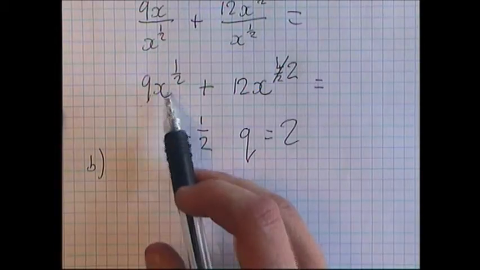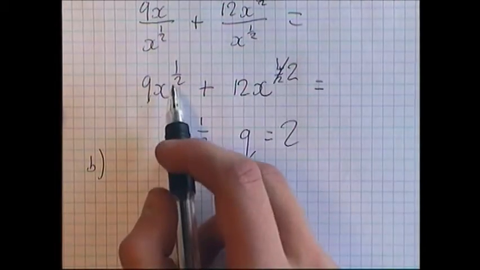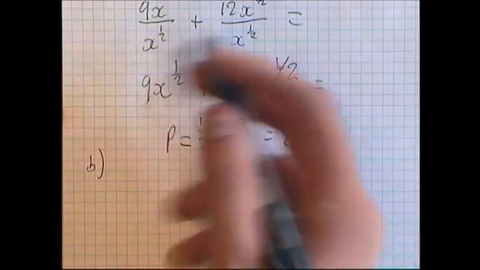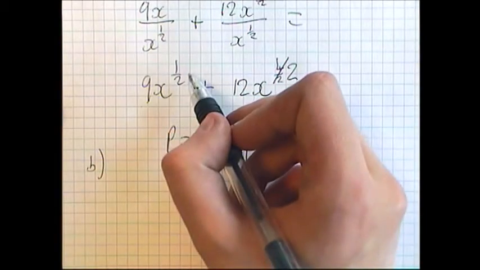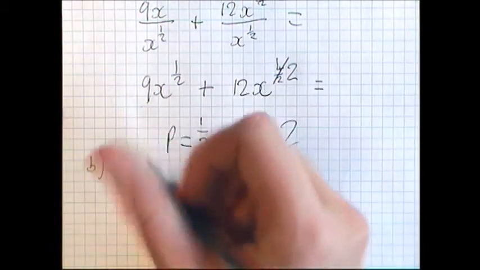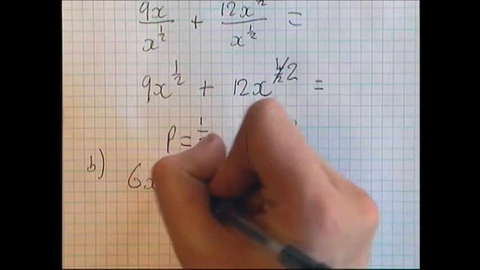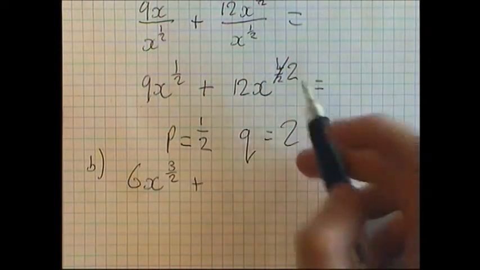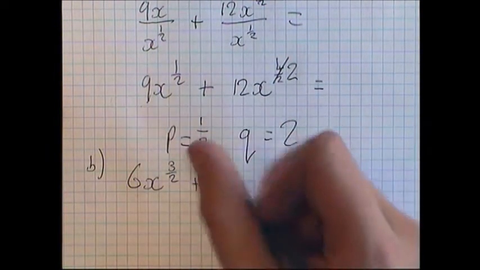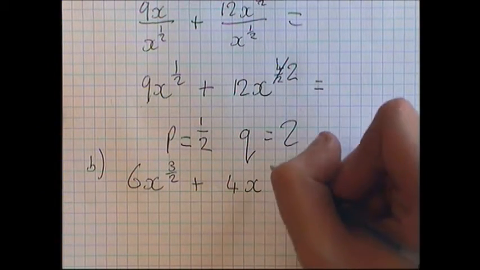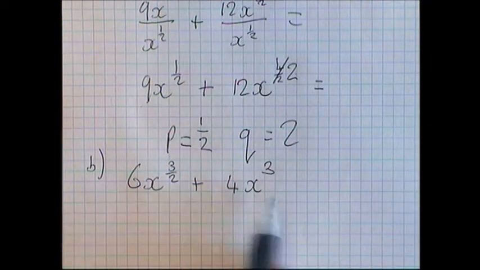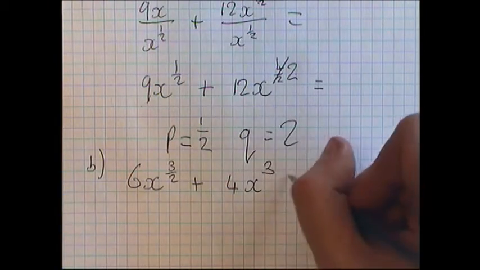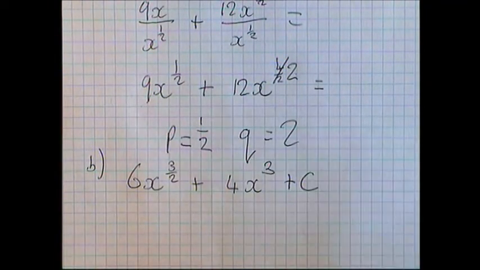We want to integrate to be able to find y in terms of x. So integrating that, we add 1 to the power and then divide by the power. So the new power would be 3 over 2. Dividing by that gives us 6x to the power of 3 over 2. We're going to add 1 to the power there gives us 3, divide by the power, plus 4x to the power of 3. And because we're integrating indefinitely, we need to add on a constant of integration. We need to plus c.